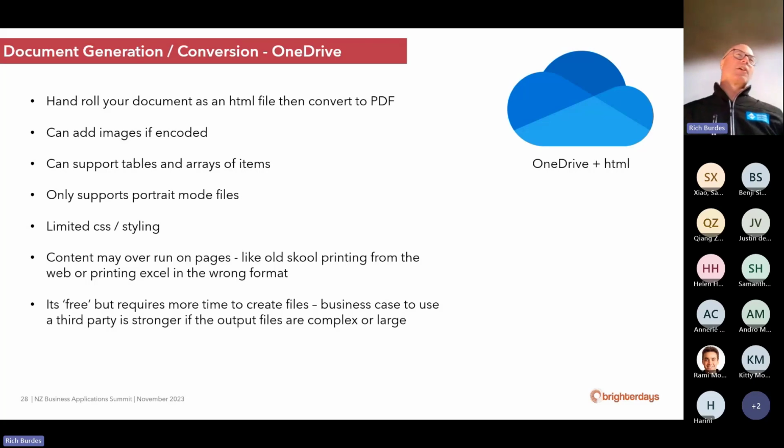Content running over pages is like when you used to print from the web back in the day and you'd have an image that would stop halfway down one page and then come out on the other page. It's like that with tables and images, so you're going to get that if you're not careful. Whereas the other tools will try and keep the sections together, so a much better printing experience.